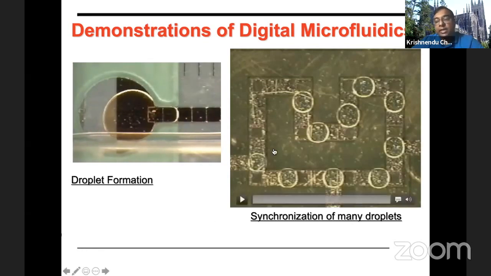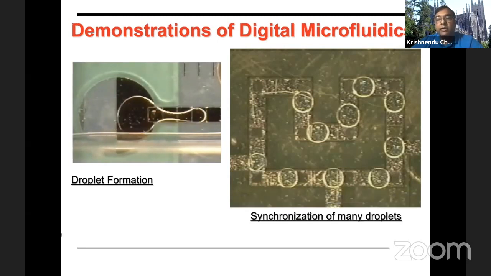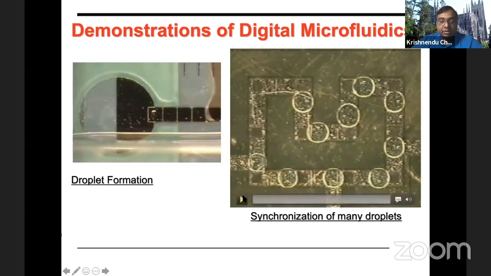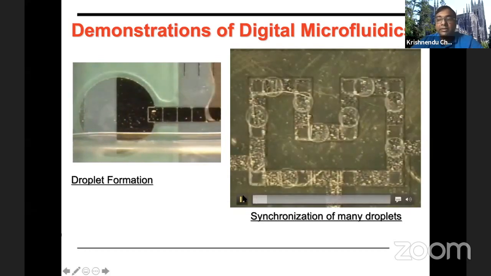The next video is a dance. Basically, there are now multiple droplets. Each one is being controlled very precisely by software so that they can move around simultaneously and they don't have any accidents. They don't collide. We can track them very precisely. So there you go. This is a choreographed dance of droplets.